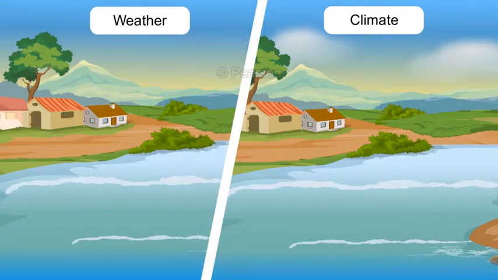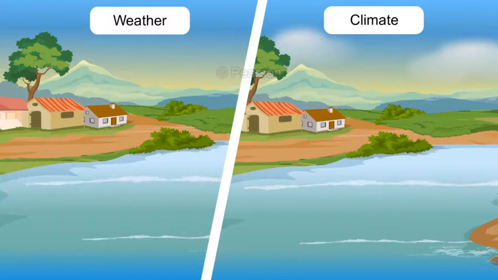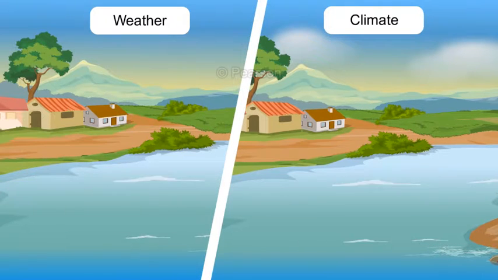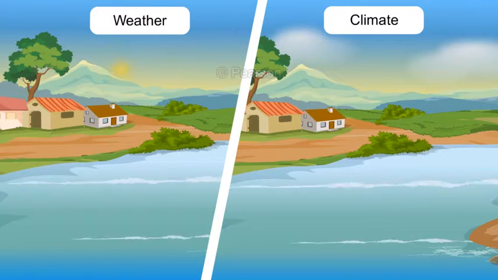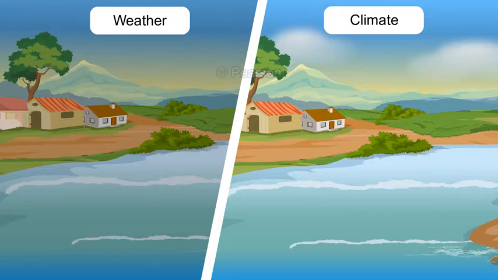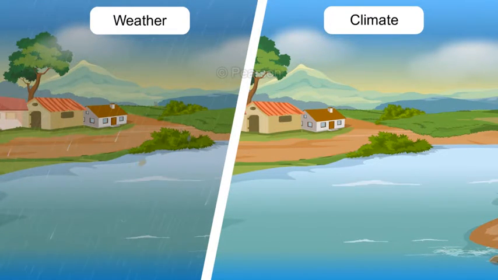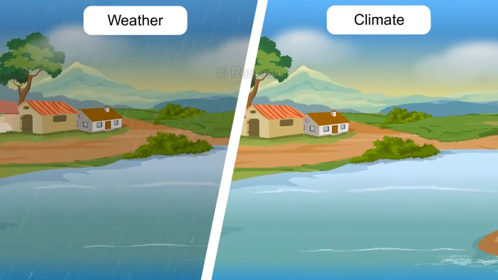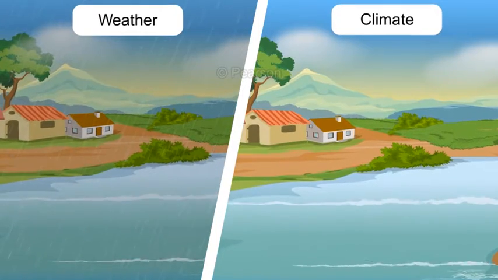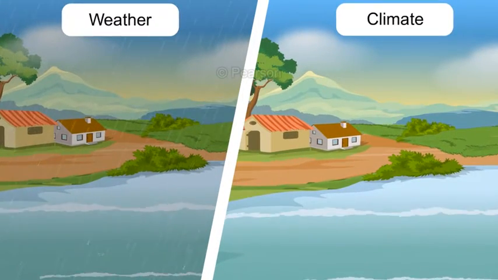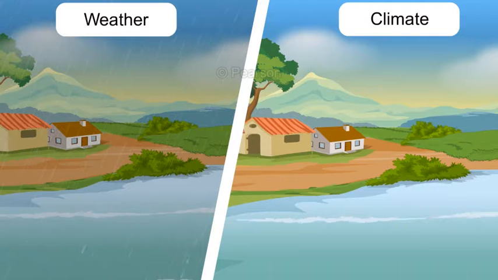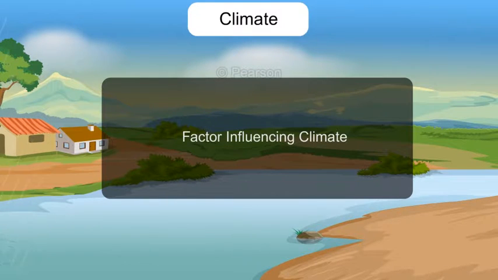1. Weather is the condition of the atmosphere over a short period of time, while climate describes the average weather conditions over a long period of time. 2. Weather of a place may change many times in a day, while climate changes after a very long period of time. 3. Weather affects the daily life of people, while climate affects the food habits, housing, transportation, and occupation of people. Factors influencing climate.